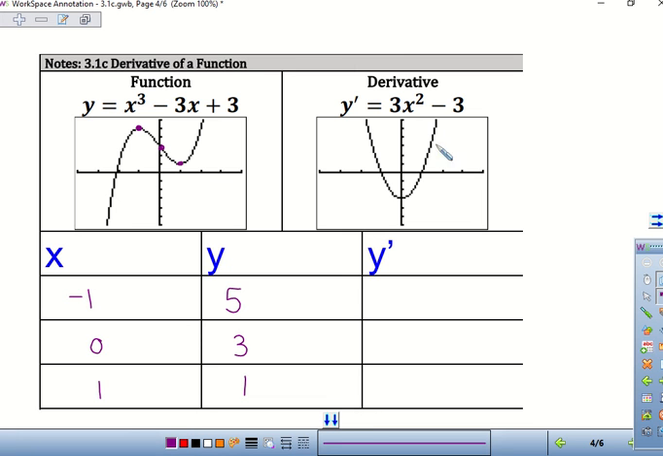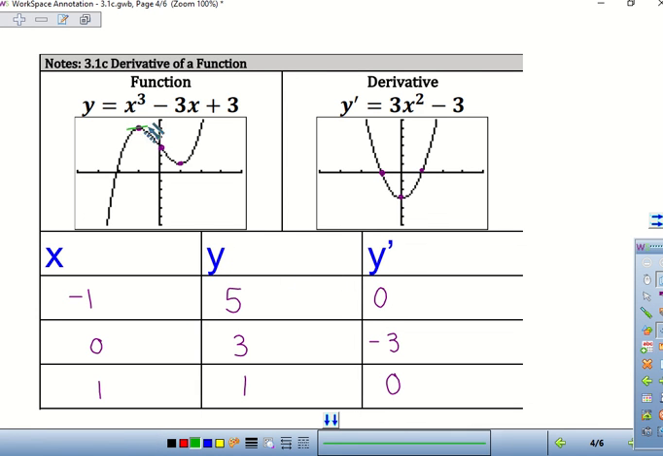So now we're going to look at what the derivative at these points are. 0, -3, and 0, you said, right? Yep. So we're going to look at the function and see if this makes sense at those points. Basically, we're going to look at the slope at those points.